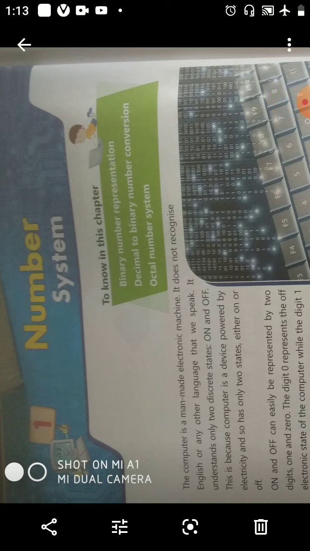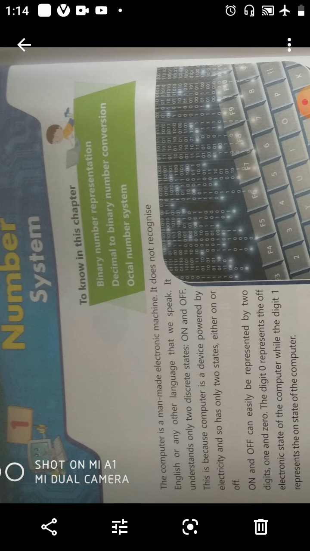Hello students, welcome to our new subject, computer. The first lesson which we are going to study from this subject is number system. You have this book of computer called Computer Buddy with Artificial Intelligence. Just you have to refer to that book. Okay, refer to lesson number 1, number system.